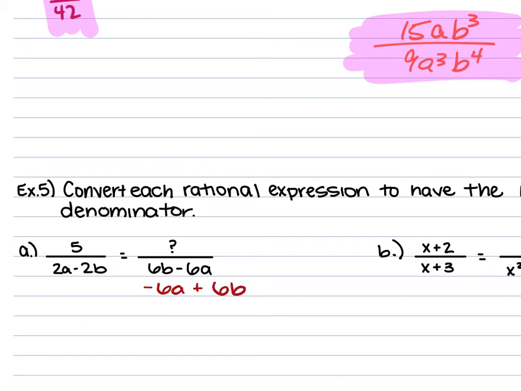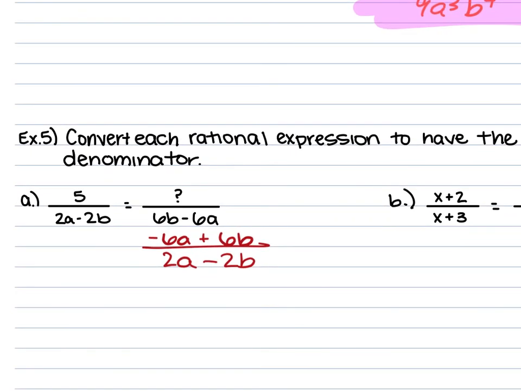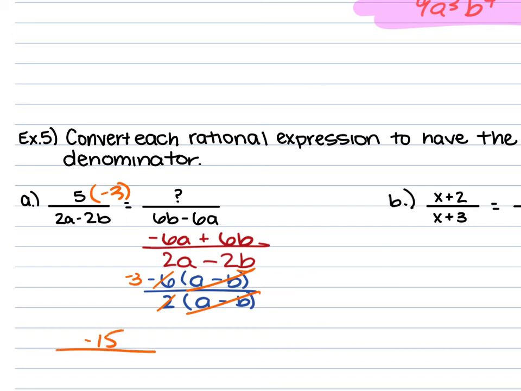From here, I can factor, or I can just divide that by the 2a minus 2b. If I factored both the numerator and the denominator, I'm going to have a negative 6 times a minus b over 2 times a minus b. These a minus b's would cancel, and negative 6 divided by 2 is negative 3. So if I just multiply that 5 by negative 3, we get the negative 15 that we're looking for over 6b minus 6a.